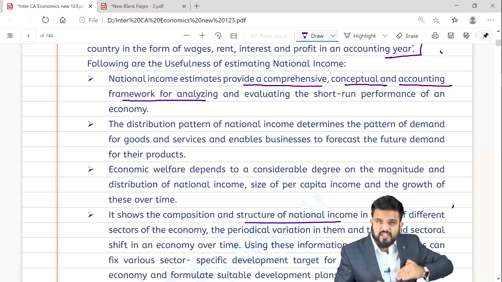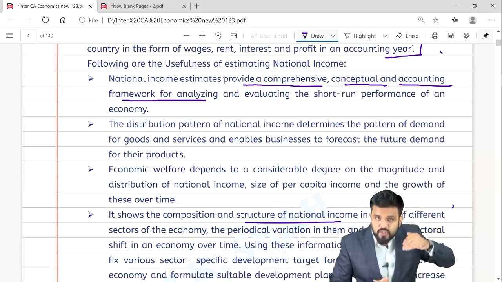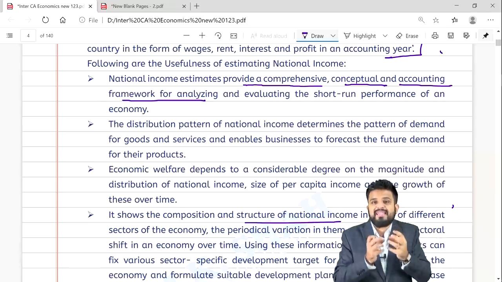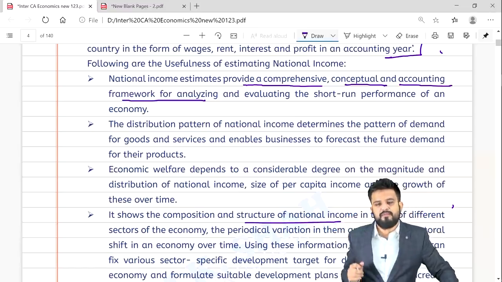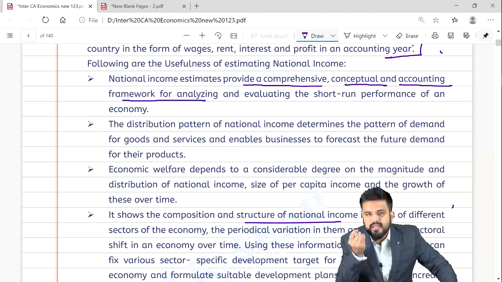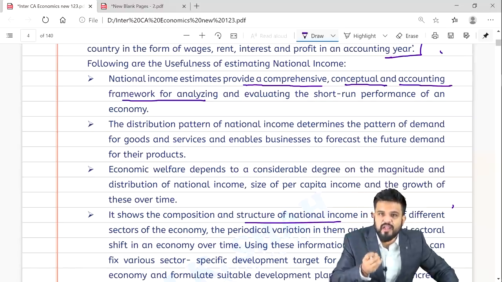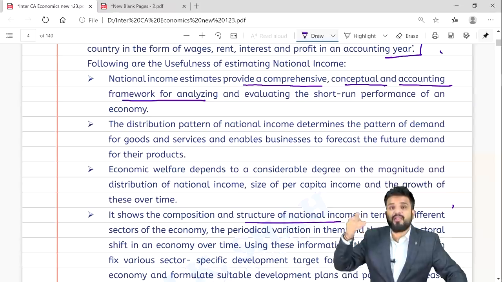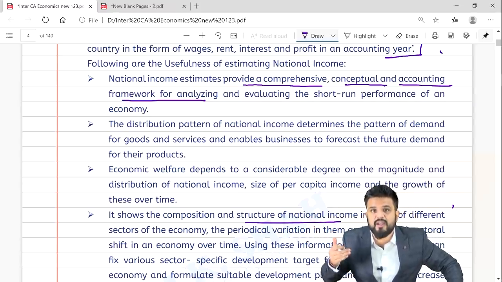Similarly, if country's GDP rises, country's national income rises, more goods and services are produced, can I say in that particular year, country's performance will be good? So basically, national income statistics, national income data helps us in analyzing the short-run performance of the country compared to other countries, where India stands, how we are performing, what better we can do.